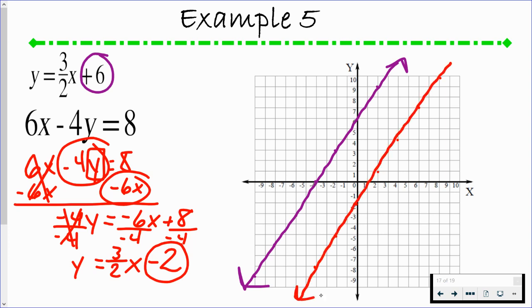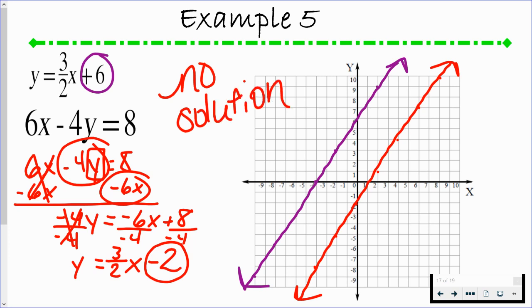Oh boy. These two lines are parallel. So when they are parallel, then we have no solution. Sorry, that's a little messy with my stylus pen. Okay, these two lines will never ever touch.